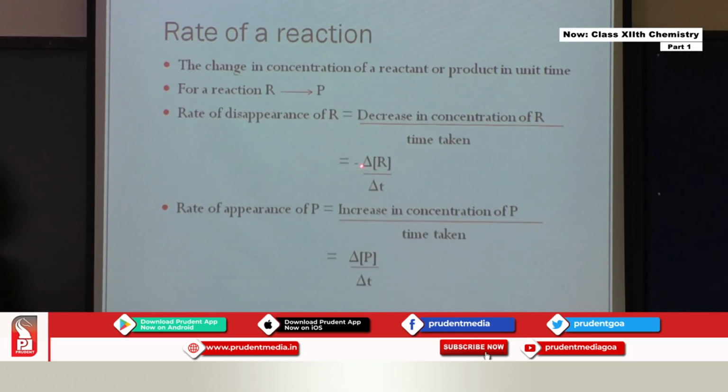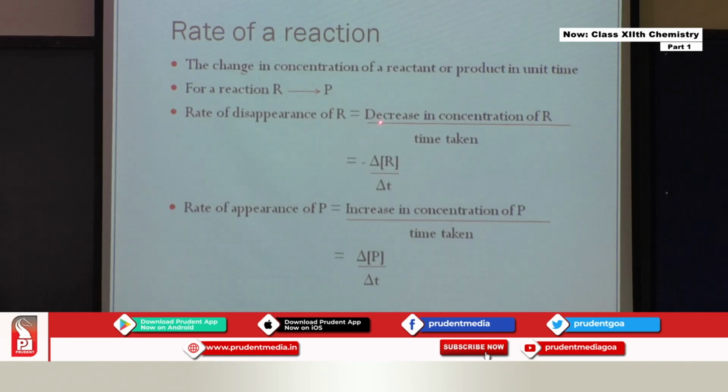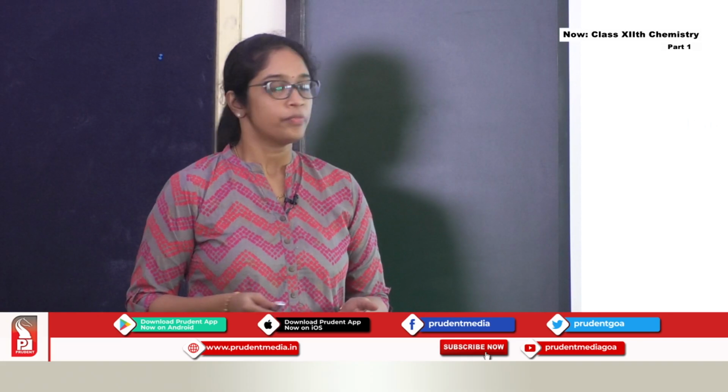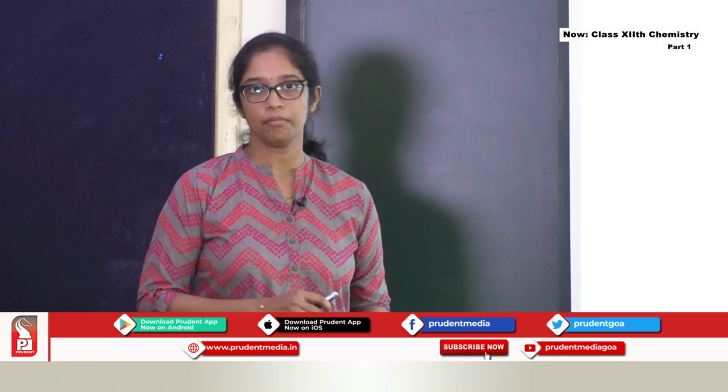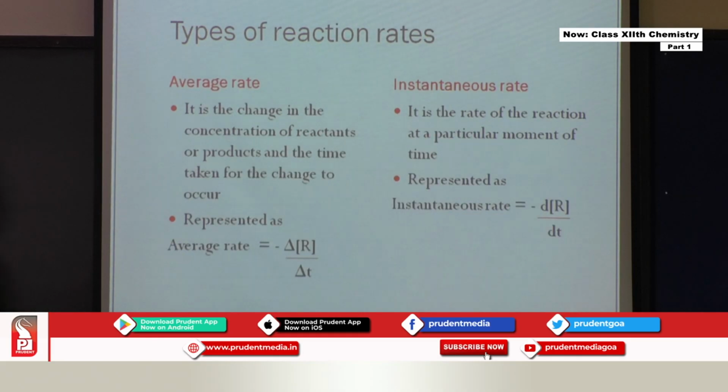Now if you look at this term here for rate of reaction, when we discuss the rate of disappearance of the reactant, it is given as the decrease in the concentration of the reactant upon time taken, which is also equal to negative delta R by delta T. Now the meaning of delta is the change in concentration from one specific time to another time, while in the case of the rate of appearance of the product, the rate is going to be equal to delta P upon delta T. So delta P is the change in the concentration of product upon delta T, which is the change in time. Now about the negative sign here, I'm going to explain to you a little later.